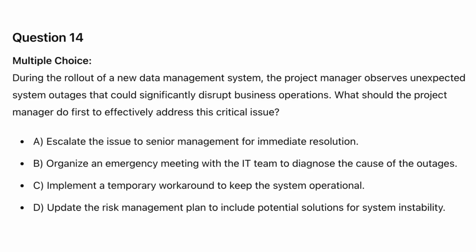Question 14. During the rollout of a new data management system, the project manager observes unexpected system outages that could significantly disrupt business operations. What should the project manager do first to effectively address this critical issue? A. Escalate the issue to senior management for immediate resolution. B. Organize an emergency meeting with the IT team to diagnose the cause of the outages. C. Implement a temporary workaround to keep the system operational. D. Update the risk management plan to include potential solutions for system instability.